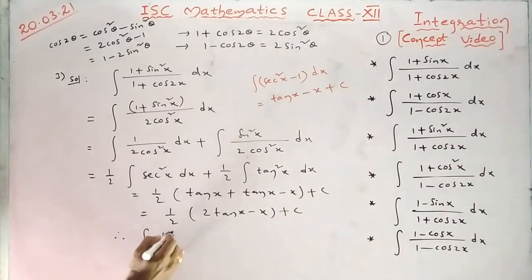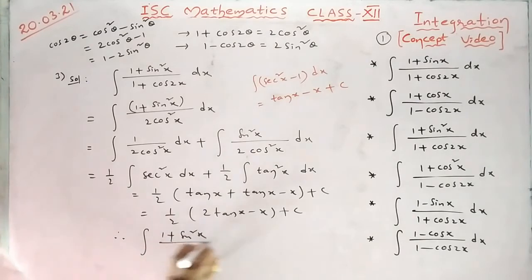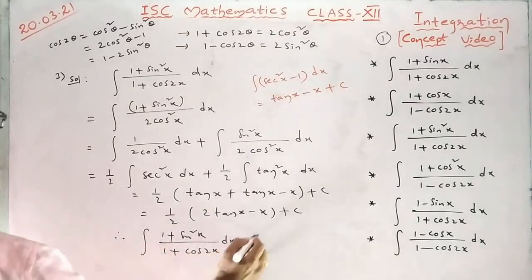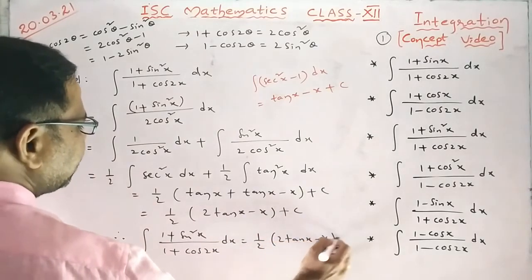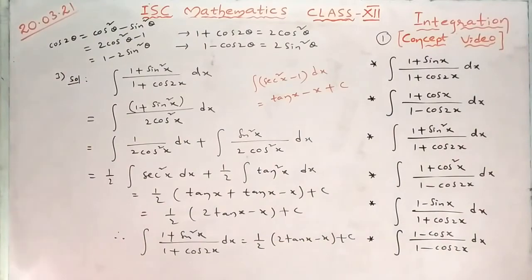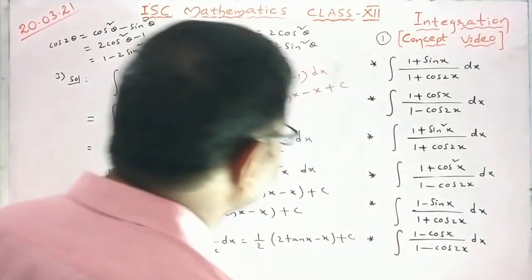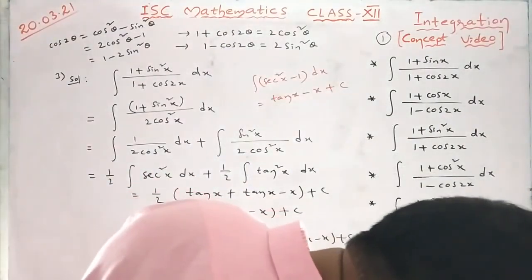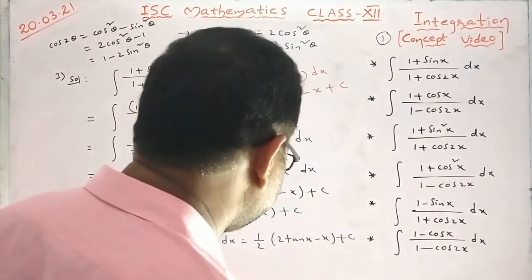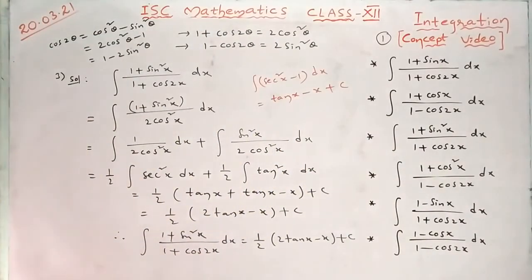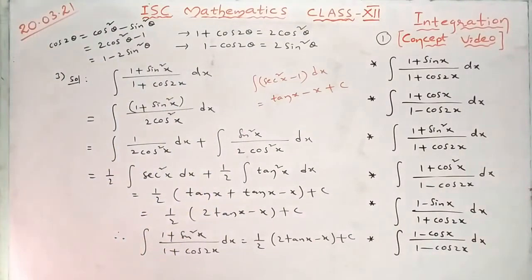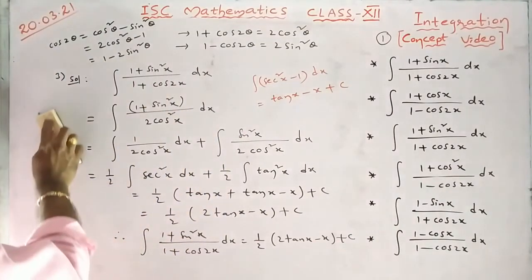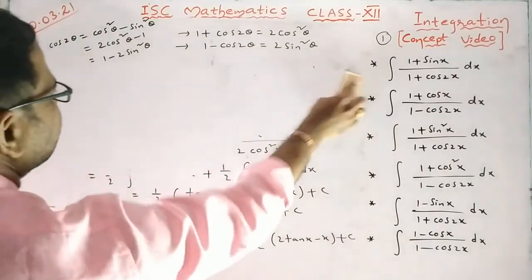Therefore integral (1 plus sin square x) by (1 plus cos 2x) dx equal to half of (2 tan x minus x) plus c. This is the answer, right? Right, that is the answer. Okay. Now third is over. Fourth we will see. Same model.